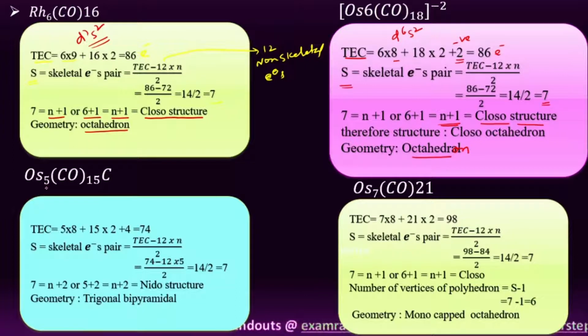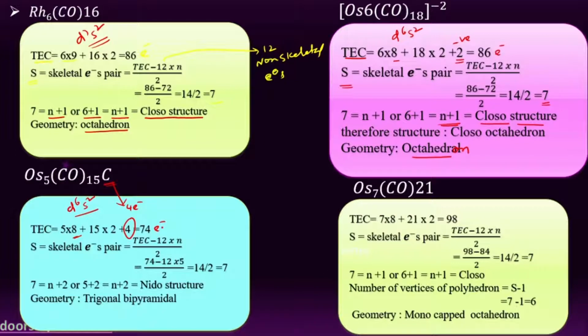This is a 5 metal atom coordinated metal complex which is attached with 15 COs and one heteroatom is present. Here the total electron count is 5 into 8, which we already know, since osmium belongs to the iron family, d6s2. So 5 into 8 plus 15 into 2. Here this 4 is for the heteroatom, generally carbon has 4 valency electrons.